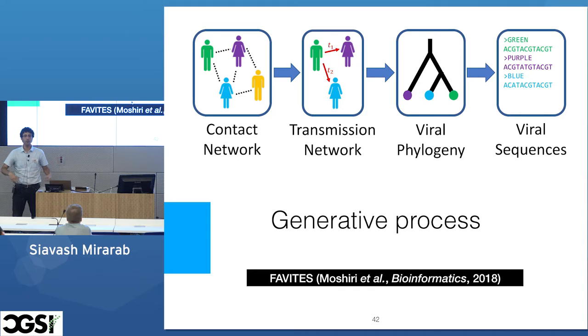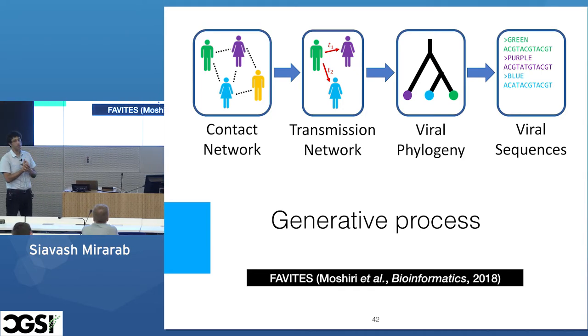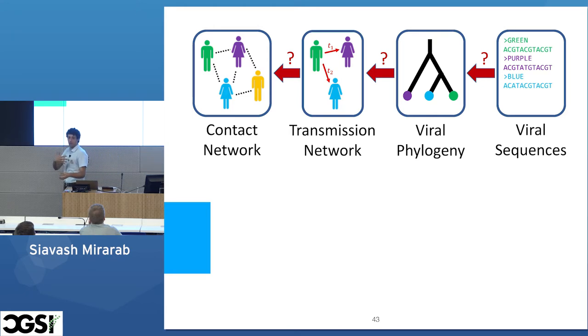Okay, so just to recap, if you wanted to model what's happening, you could think of a generative process where you start with a contact network. The contact network, with some statistical model, with some distribution, gives you transmission networks. The transmission networks, again with some statistical model, will give you the phylogeny. The phylogeny, with some statistical model, would give you the sequences. In fact, we published a simulator called FAVITES that captures this pipeline. So you can start from the left end to the right end, and with various statistical models, create all of these artifacts. The reason we created this generative process was because we wanted to do simulations so that we can start asking the opposite question, of course. Can you infer from sequence data the phylogeny, the transmission network, perhaps some properties of the contact network?